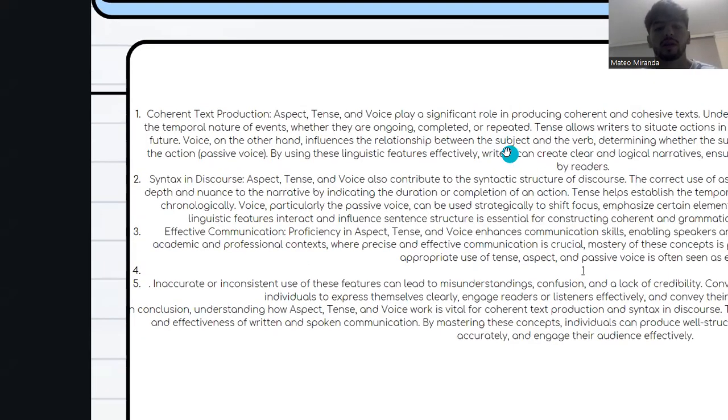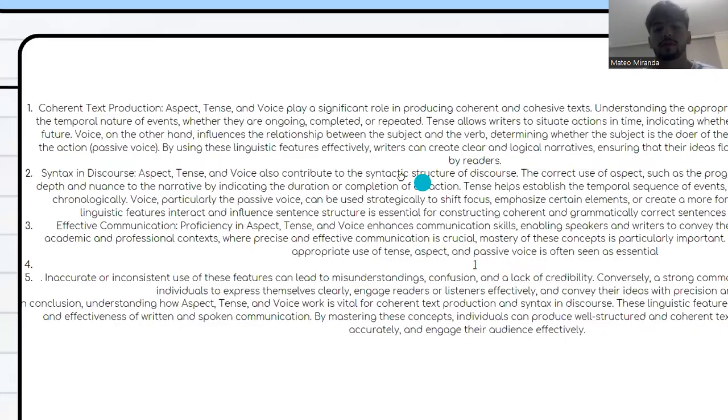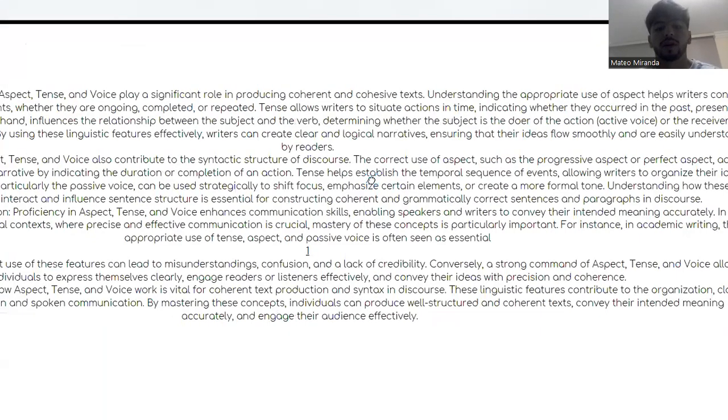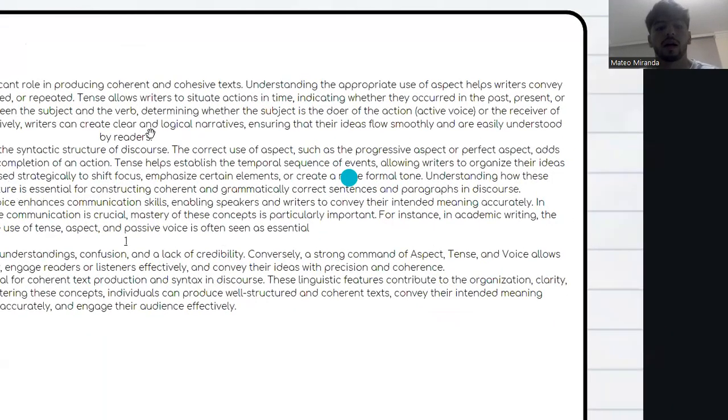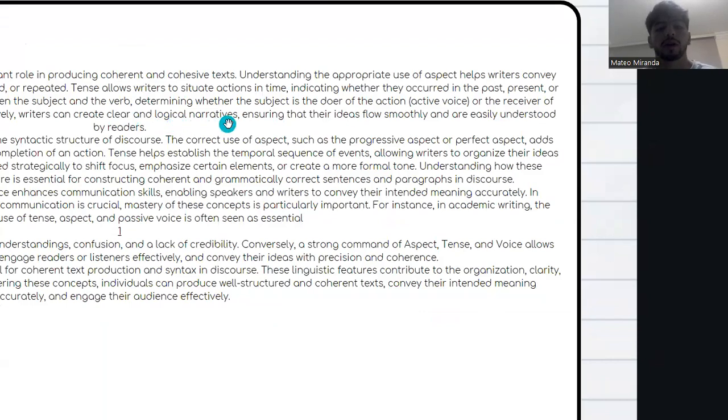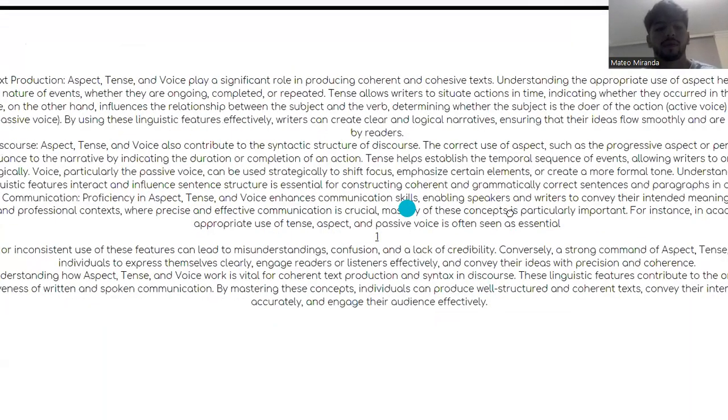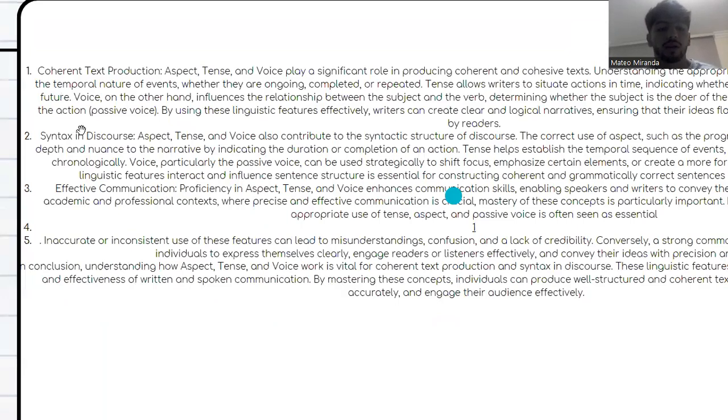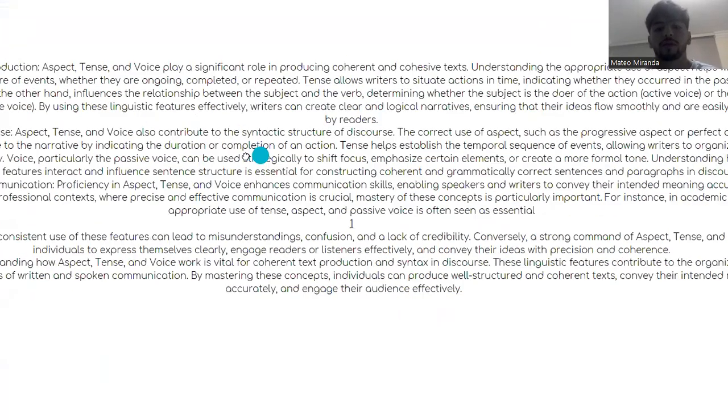By using the linguistic features effectively, writers can create a clear and logical narrative, ensuring that their ideas flow smoothly and are easily understood by the readers. The second one is syntax in discourse. Aspect, tense, and voice also contribute to the syntax structure of discourse.